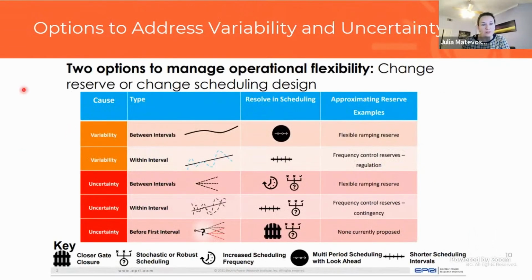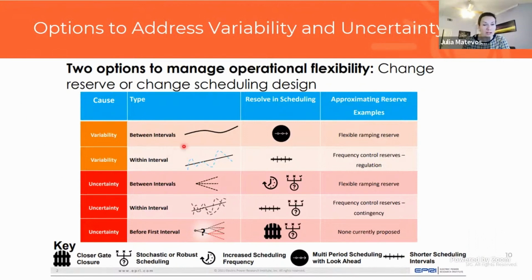So I wanted to bring up this picture. This kind of summarizes different options that we use now to address variability and uncertainty. I already mentioned that you can address it through introducing new reserve products, or you can address it by changing market design or market scheduling mechanisms.